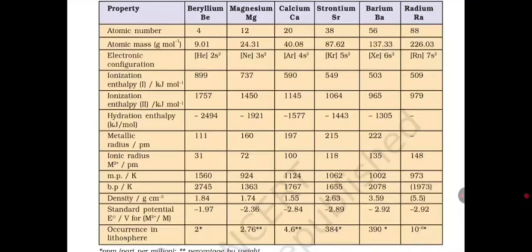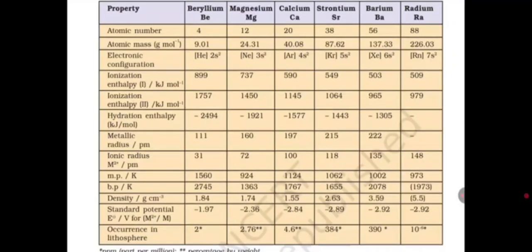Next is barium, atomic number 56, atomic mass 137.33, electronic configuration [Xe] 6s2, first ionization enthalpy is 503, second ionization enthalpy is 965, hydration enthalpy is minus 1305, metallic radius is 222, and ionic radius is 135, melting point is 1002, boiling point is 2078, density is 3.59, standard potential is minus 2.92, occurrence in lithosphere is 390.